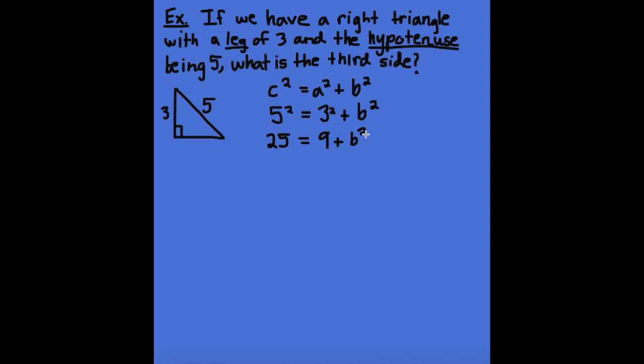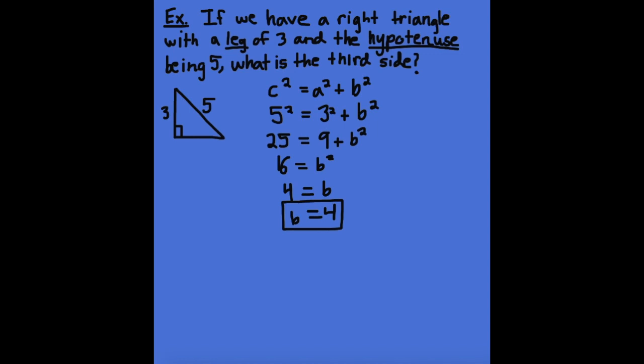When we subtract by 9 on both sides, we will get 16 equals b squared. When we square root both sides, we will get 4 equals b. Hence, b equals 4. Therefore, the third side, or in this case, the other leg of the triangle, equals 4.